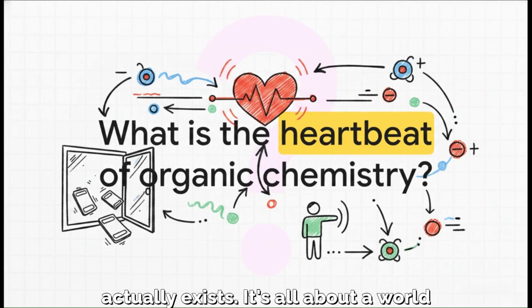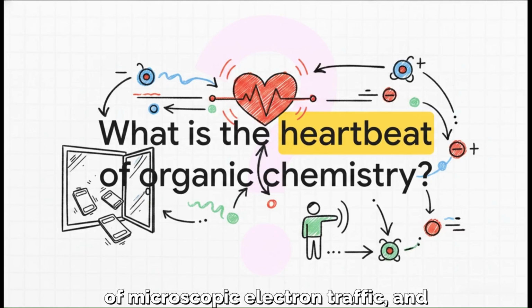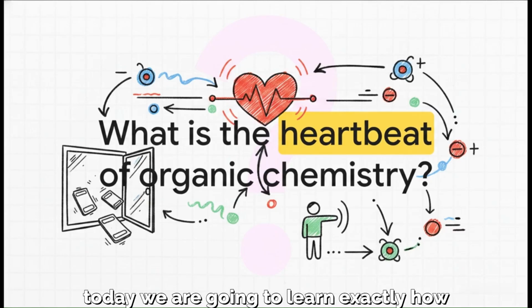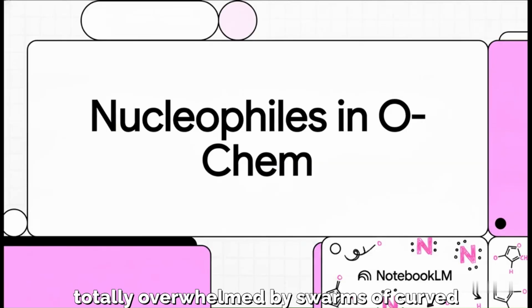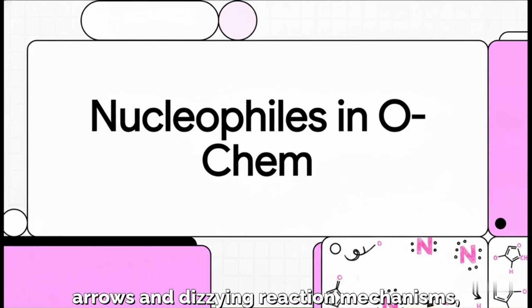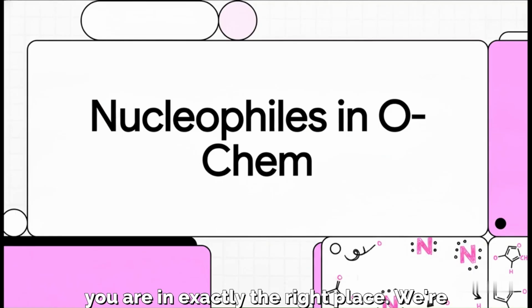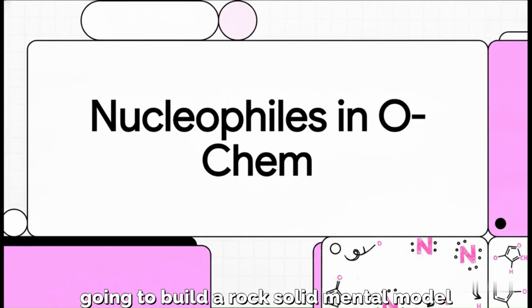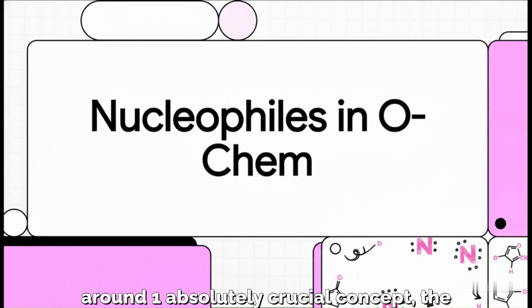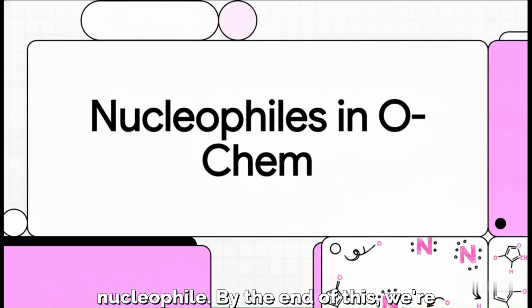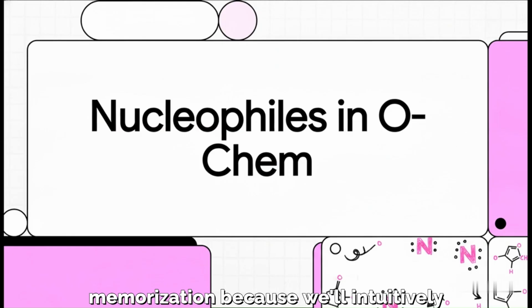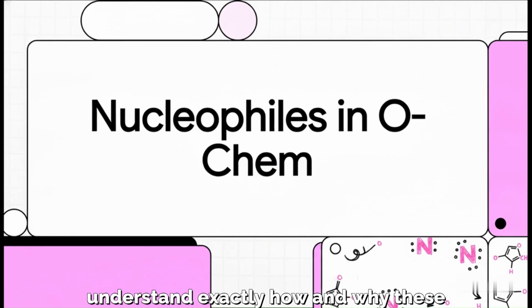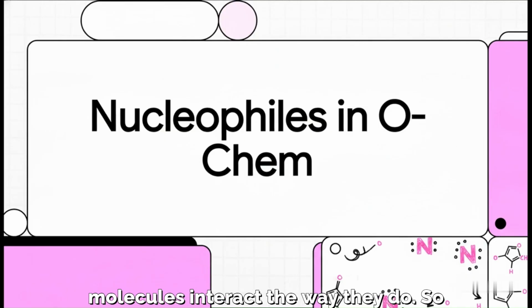It's all about a world of microscopic electron traffic, and today we are going to learn exactly how to direct it. If you've ever felt totally overwhelmed by swarms of curved arrows and dizzying reaction mechanisms, you are in exactly the right place. We're going to build a rock-solid mental model around one absolutely crucial concept, the nucleophile. By the end of this, we're basically eliminating the need for rote memorization because we'll intuitively understand exactly how and why these molecules interact the way they do.